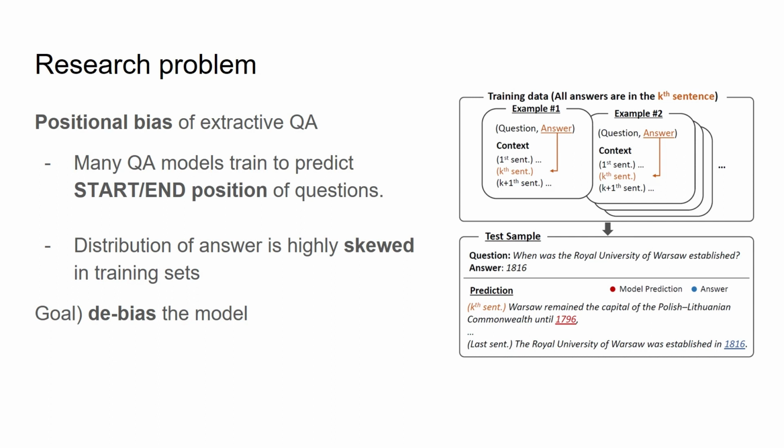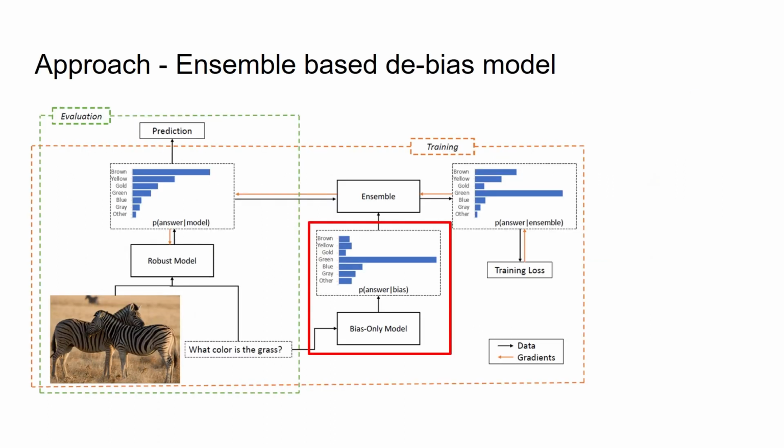Many QA models extract answers from the given context by predicting the start and end positions of answers because it makes the task much faster and easier. However, when the position of the answer is highly skewed in the learning data, it can lead to positional bias. As you can see in the example on the right, if the answer is usually in the case sentence in the learning data, the model will choose the answer from that sentence even if it is not in that sentence. So our goal is to debias the model.